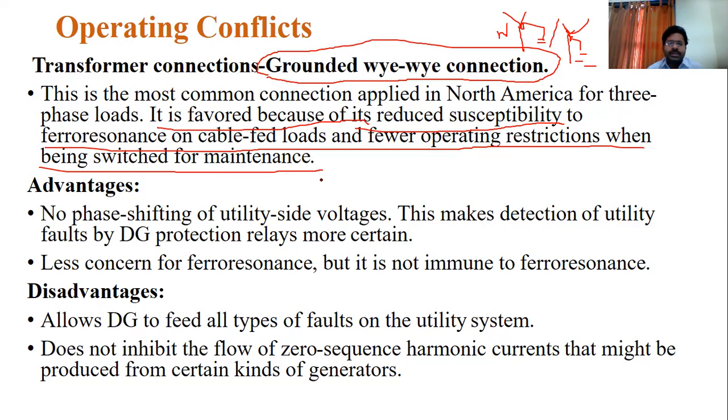So what are some advantages? These are small advantages here. At the same time, you have some different types of disadvantages for this connection. What is the advantage? There is no phase shifting of utility side voltages. This makes detection of utility fault by DC protection relays more certain.